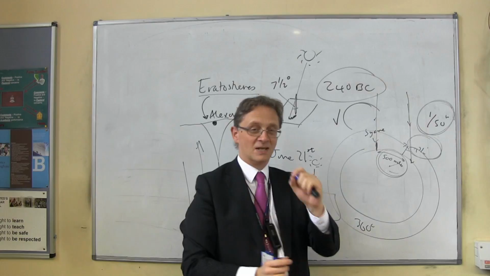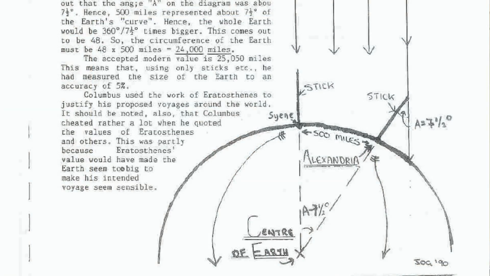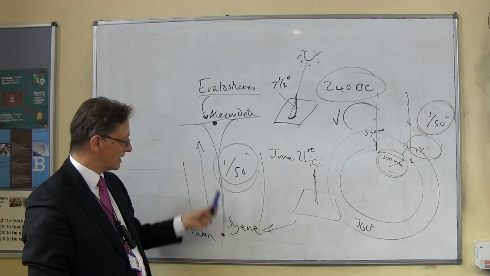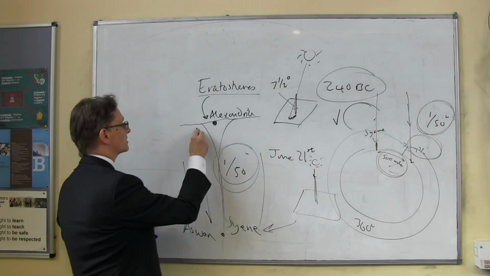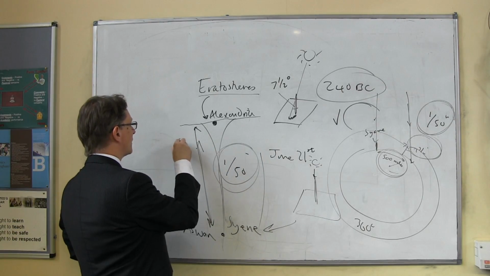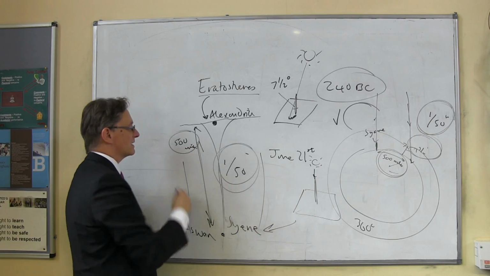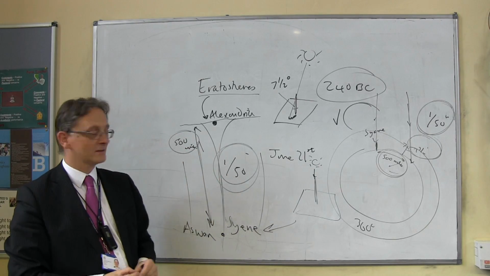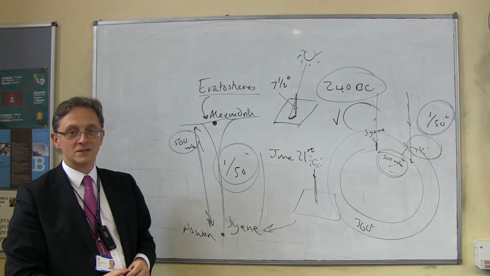And so this is the key sentence. Alexandria to Syene must represent a 50th of the Earth's circumference. All right? That's the key thing that Eratosthenes spotted, is the 7.5 degrees between Alexandria and Syene means that this distance here, this 500 miles, approximately, must represent about a 50th of the Earth's circumference.